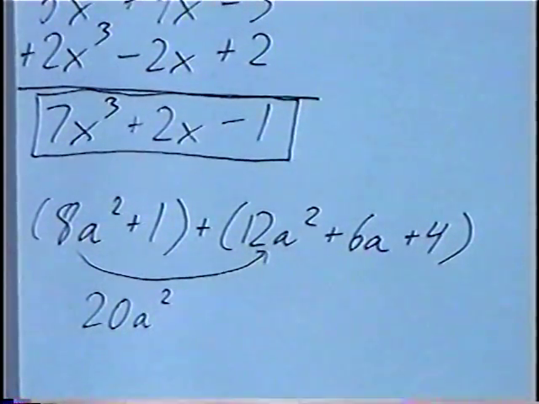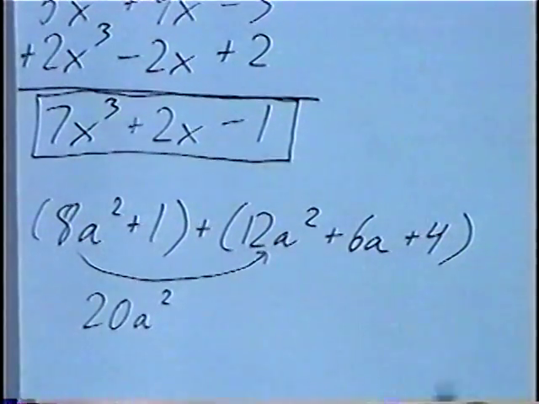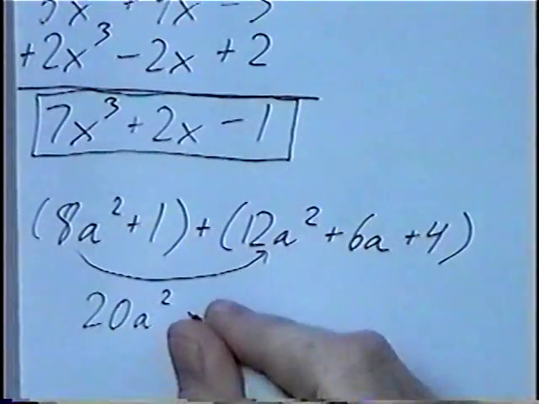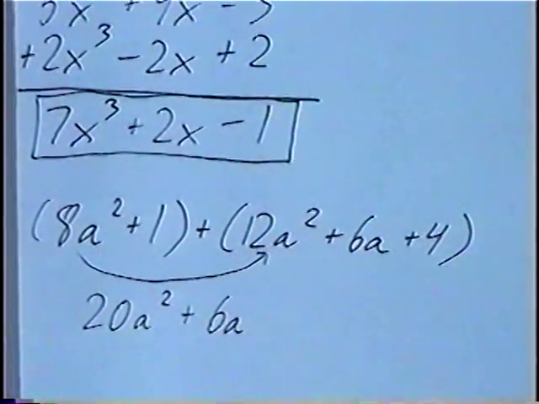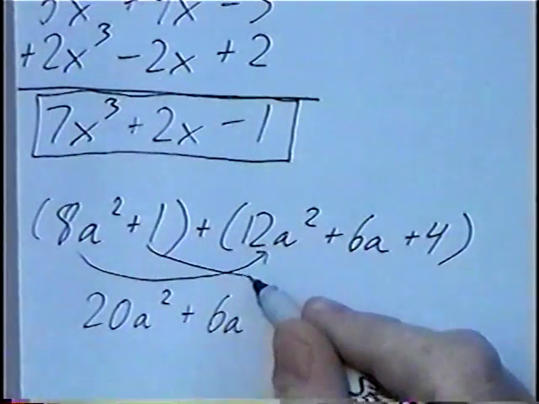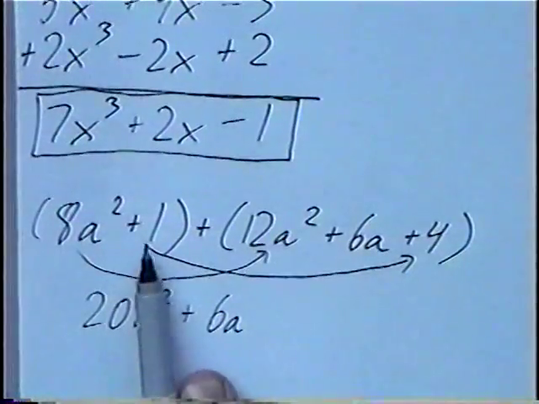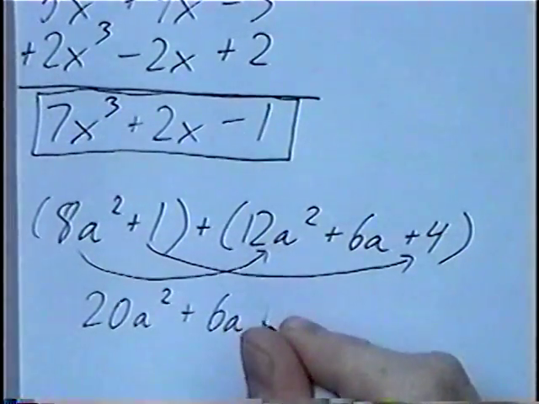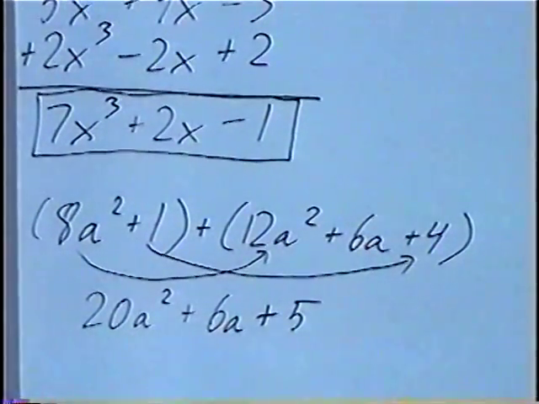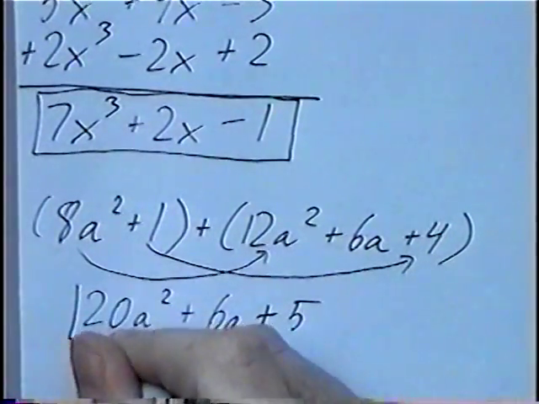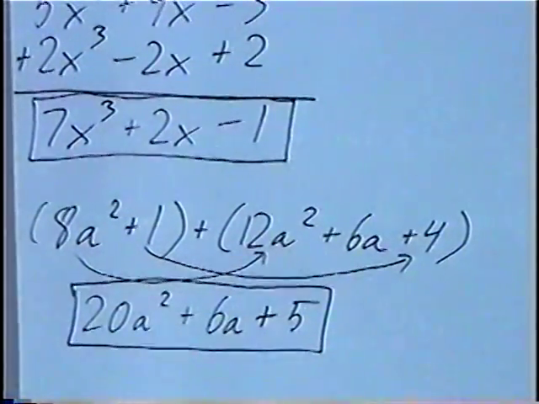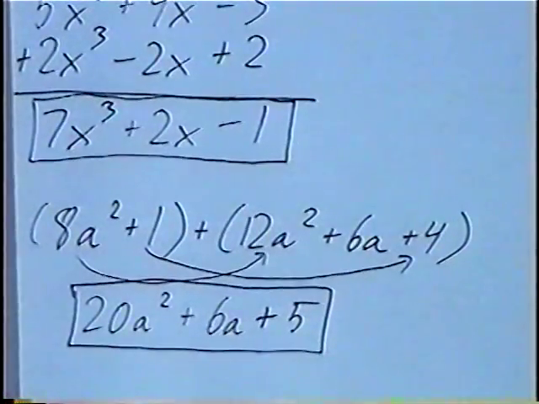The next variable that we have, we don't have any single a's in the first parentheses, but we do have a 6a in the second parentheses. Since there's no other a's, the 6a would stay the same. And the last numbers that we can add are the constants or single numbers. 1 plus 4 would be 5. The answers we want written in standard form, which if you remember are highest exponents to lowest exponents. So our final answer would be 20a squared plus 6a plus 5.